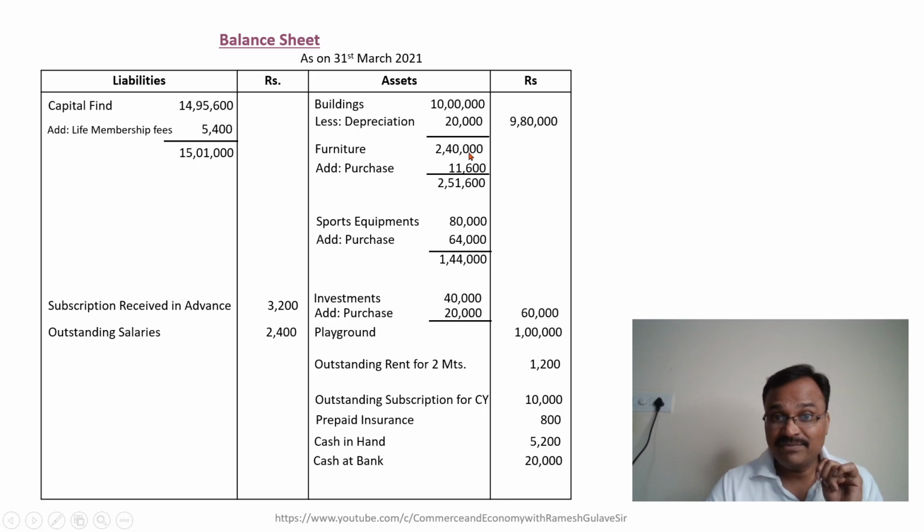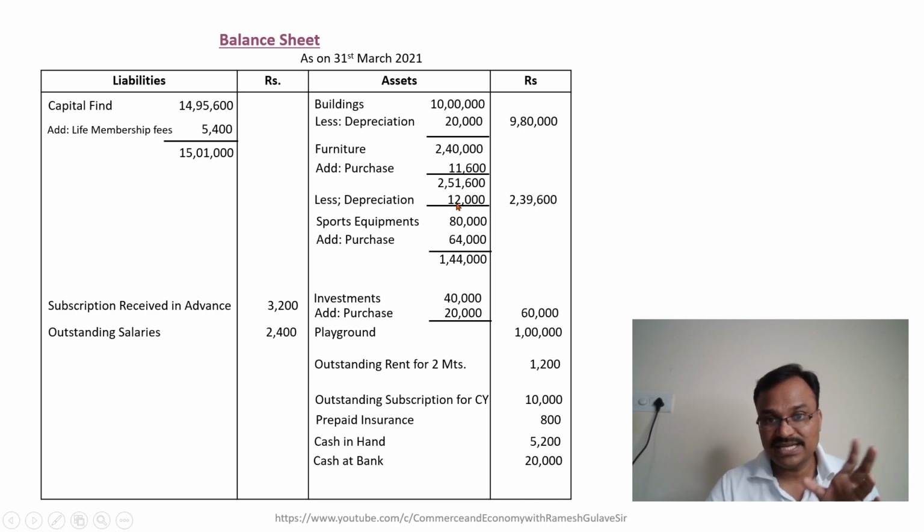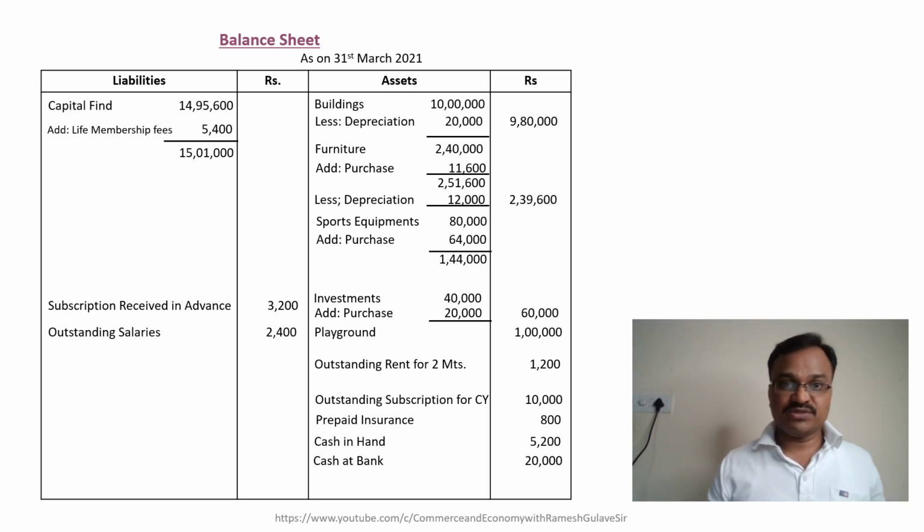Now we have to depreciate furniture at 5%. Okay, so here the opening balance of furniture is 2 lakh 40,000. 5% of 2 lakh 40,000 is 12,000. So 2 lakh 51,600, which is the total balance of furniture, 2 lakh 51,600 minus 12,000 is 2 lakh 39,600 in the outer column. Okay, and the amount of depreciation is 12,000. Friends, keep in mind that we have to give the second effect to this depreciation, the amount of depreciation, on the debit side of the income and expenditure account, right?